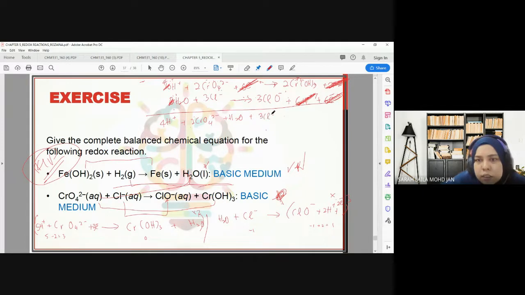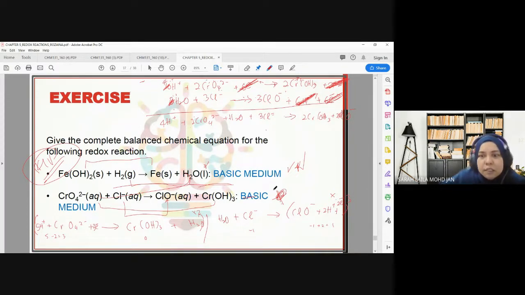3 Cl negatif. Hasil dia 2 Cr(OH)3 tambah 3 ClO negatif. Elok-elok lah tulis. Okay. So now is in basic.